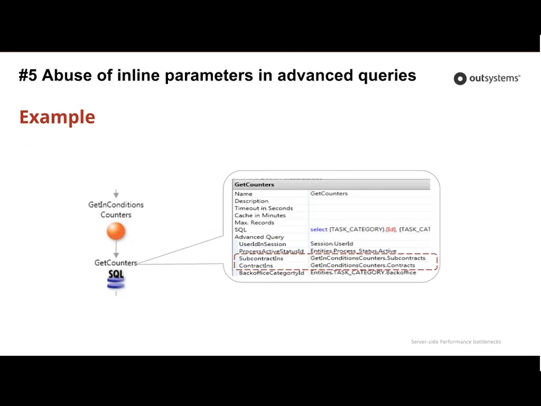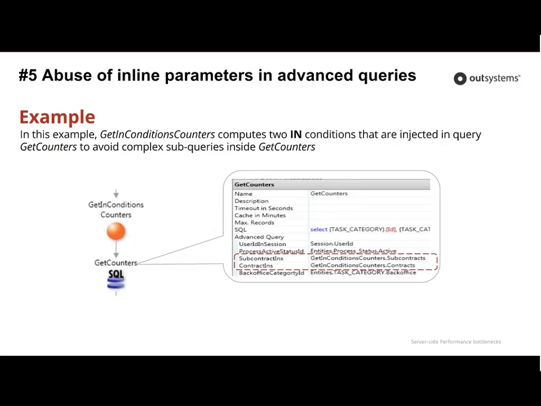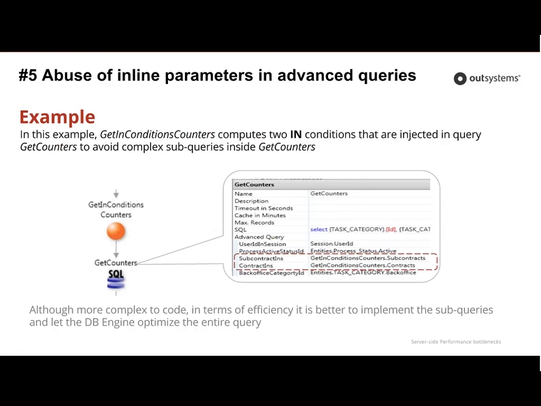This is an example where you have a list of IDs. This is what we call inline parameter using an advanced query. In this case, it's 2 different inline parameters with lists of IDs. What we want is, of course, to filter based on the IDs that we are receiving. What we know is whenever you are sending this, if we are not doing it properly, the database engine is not going to optimize the query.